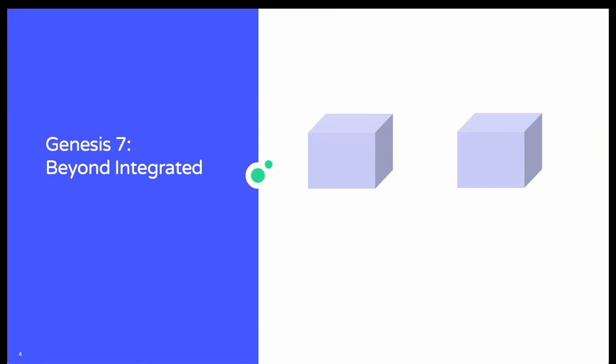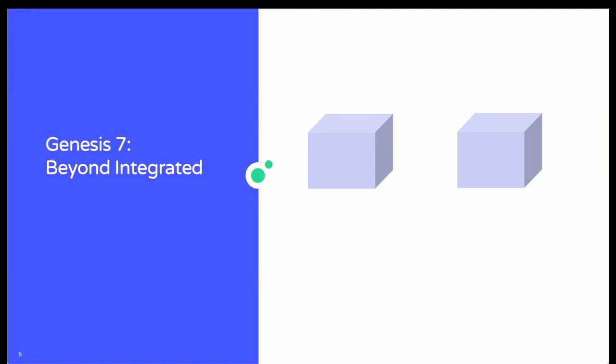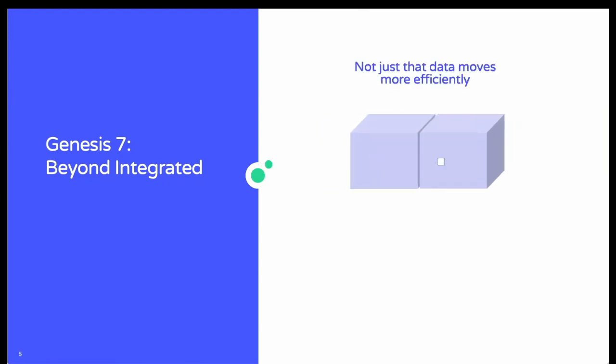We can think of systems integration as being like building a bridge from one data resource to another. They may share data, but they're not truly interrelated or interacting in a dynamic way. With the interrelated design of Genesis 7, it's not just that data moves more quickly and efficiently between modules and files. Often the data doesn't need to move at all.